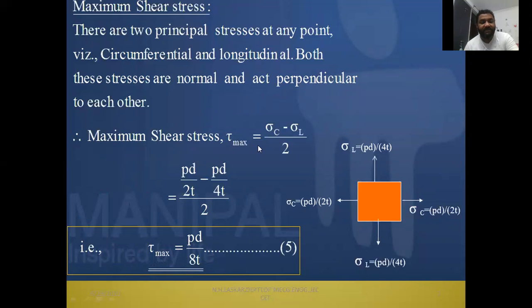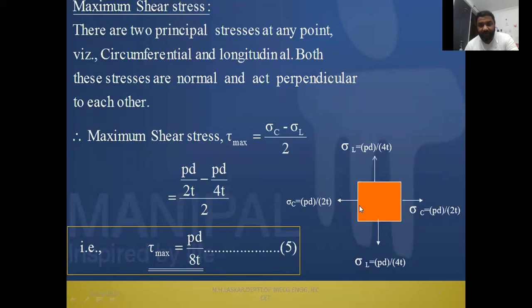So for maximum shear stress, since two stresses are there, we know the maximum shear stress is sigma c minus sigma L by 2. Sigma c, the Hoop stress, is Pd by 2t, and longitudinal stress is Pd by 4t, divided by 2. So ultimately we get maximum shear stress equal to Pd by 8t. This is the maximum shear stress.